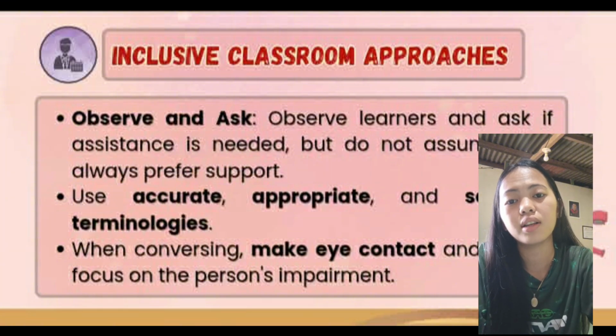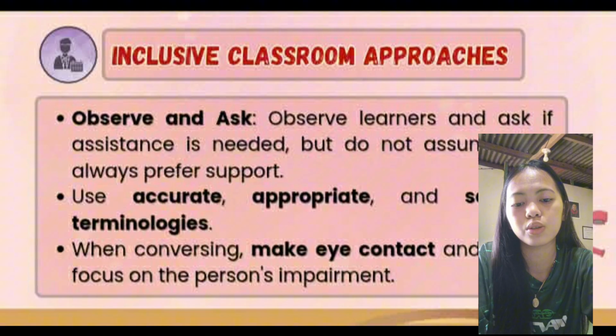So if dili ra need kaayo nila, di ba? Naa pod ubang mga students nga, diba, dili ra kaayo need ang support, so it could be okay para sa ilang learner autonomy, for self-autonomy also nga mabuild nila.